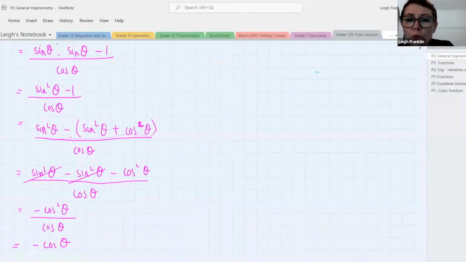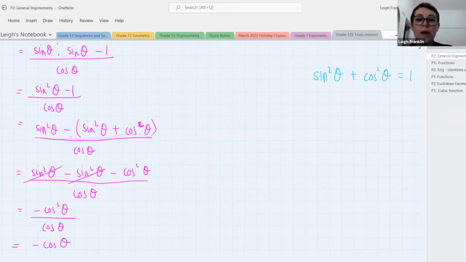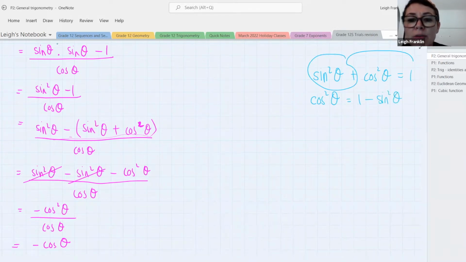Okay, so from grade 11, sine squared theta plus cos squared theta is 1. So if you want to make cos squared theta the subject of the formula, you would have to take this over to the other side, right? So that would leave us with 1 minus sine squared theta. So can you see sine squared theta minus 1 is not the same as 1 minus sine squared theta.